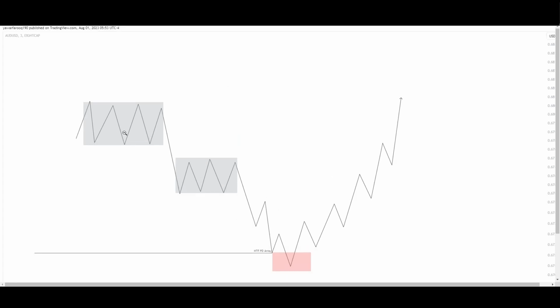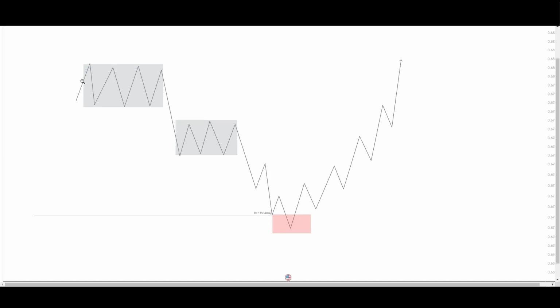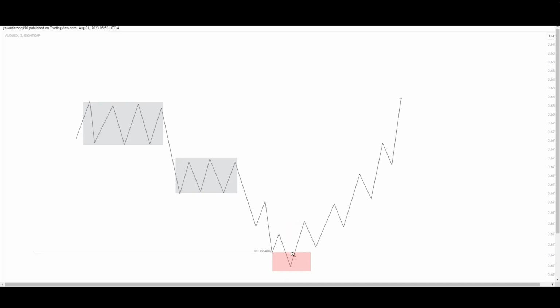Have a look at this sketch right here. We are going to have an original consolidation. Price is going to consolidate, then it's going to come lower, make another sort of consolidation right here, and then it will go down and hit a higher time frame PD array. Then it's going to make a market structure shift and do a smart money reversal right here, and then continue its bullish order flow. So that's a market maker buy model.